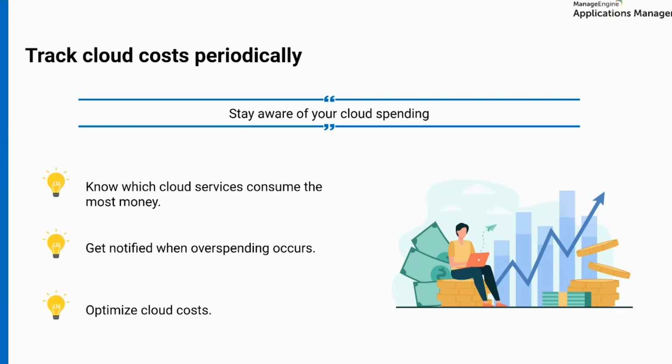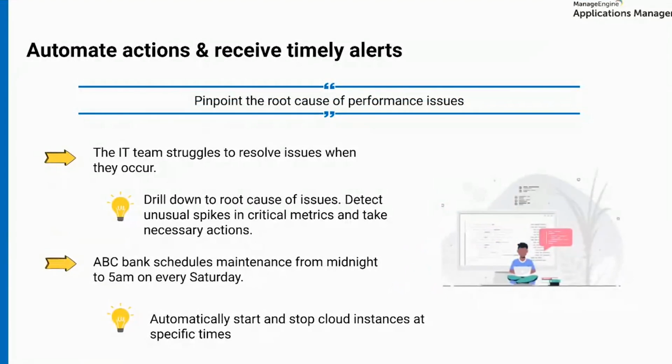You need to get notified when overspending occurs, and you need to optimize the cloud cost. Whenever you create a new EC2 instance and allocate the resources, everything comes under this cloud cost. So we need to make sure that you are configuring the notification services for these cloud costs, so that you will not over-utilize the resources.